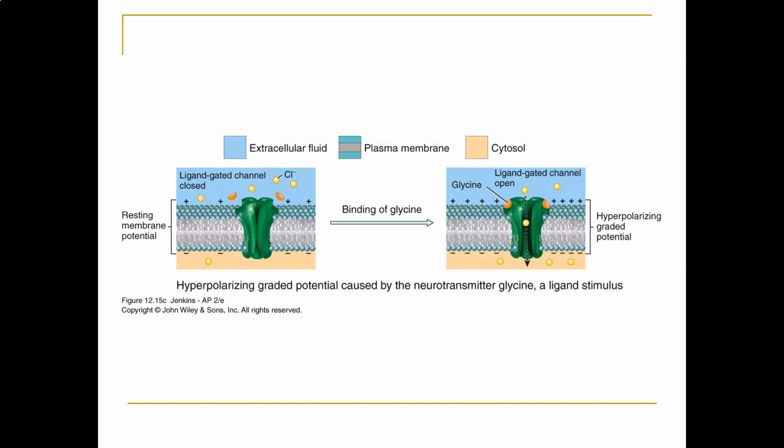So if you notice in this picture, I'm afraid to use the cursor, the chloride ions are coming in through that green gate that has a negative charge. So that's a hyperpolarizing ion gate.